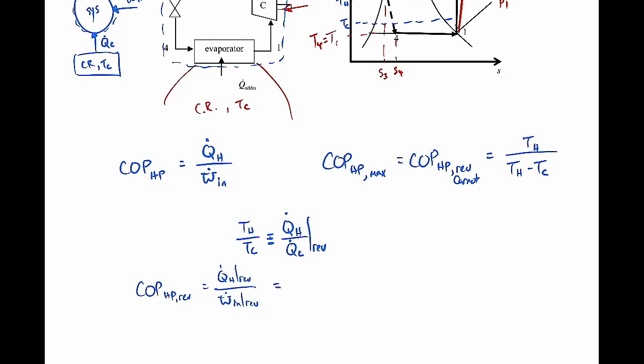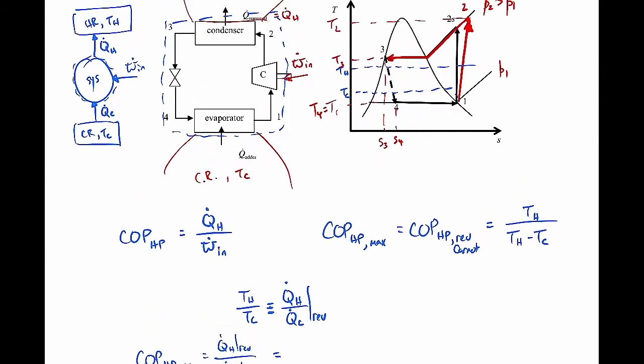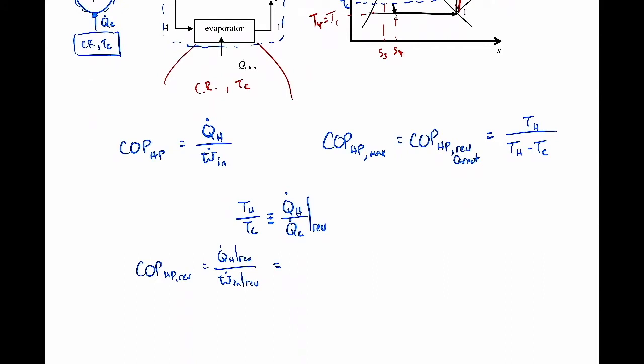Well, if I use the first law for this system shown up here in the upper left, the W dot N will be the Q dot H minus Q dot C. You can sort of see that if you take these two added together, the Q dot C and the W dot N added together will be the Q dot H, right? So W dot N will be Q dot H minus Q dot C. So I can rewrite this down here. Q dot H reversible on the top. The denominator is Q dot H reversible minus Q dot C reversible. And again, this going from there to there is the first law.